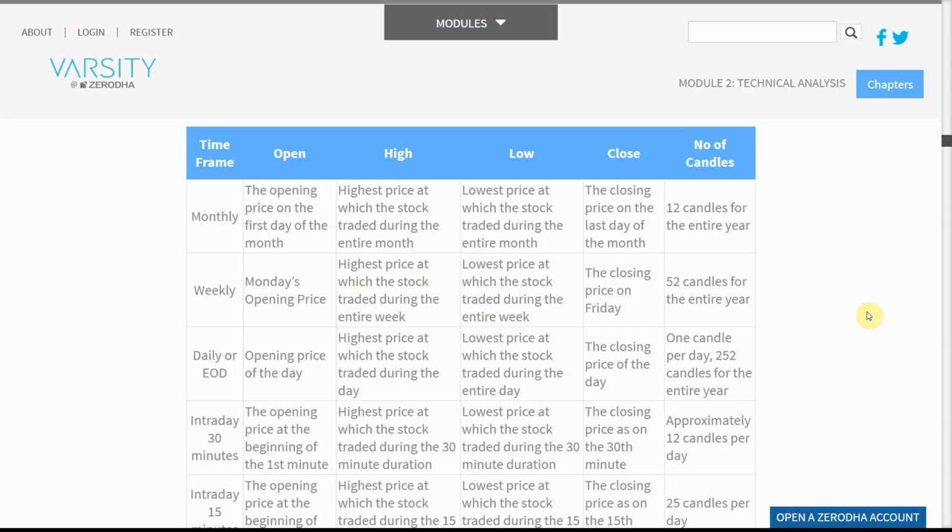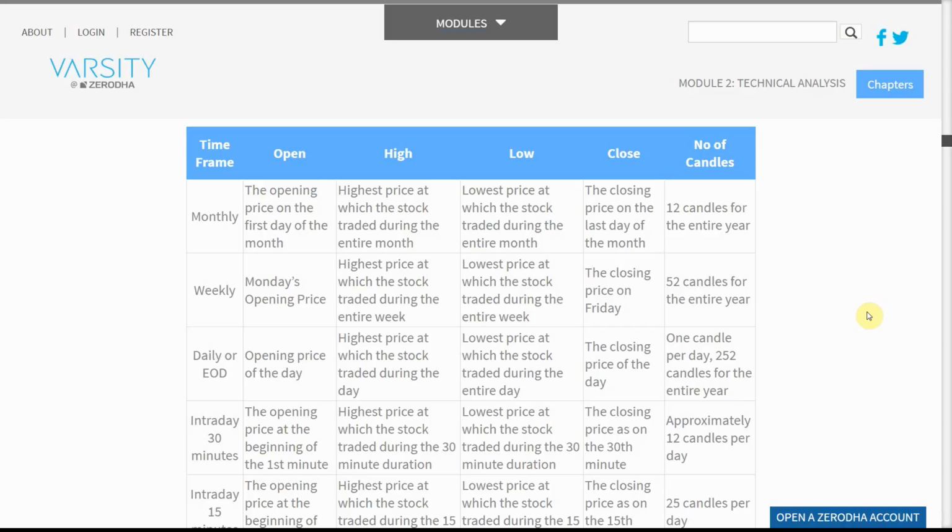Intraday, 30 minutes: the opening price at the beginning of the first minute, the highest price at which the stock traded during the 30-minute duration, the lowest price at which the stock traded during the 30-minute duration, the closing price as on the 30th minute, approximately 12 candles per day. Intraday, 15 minutes: the opening price at the beginning of the first minute, the highest price at which the stock traded during the 15-minute duration, the lowest price during the 15-minute duration, the closing price as on the 15th minute, 25 candles per day.